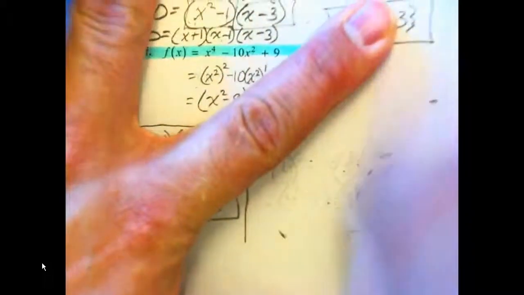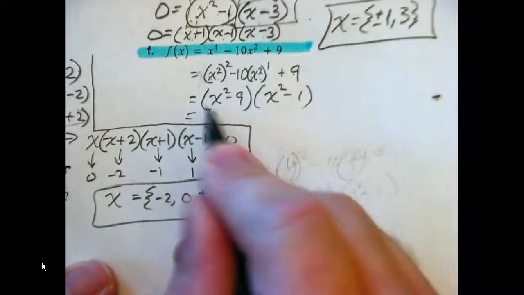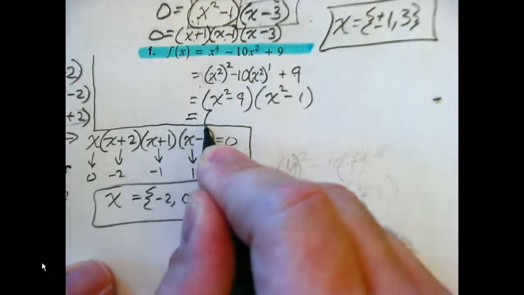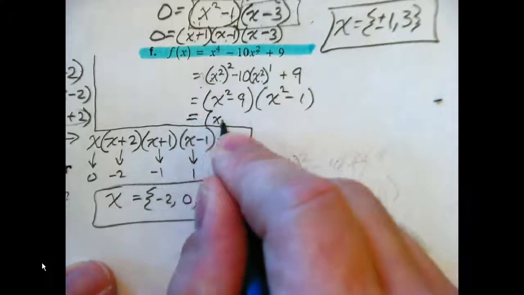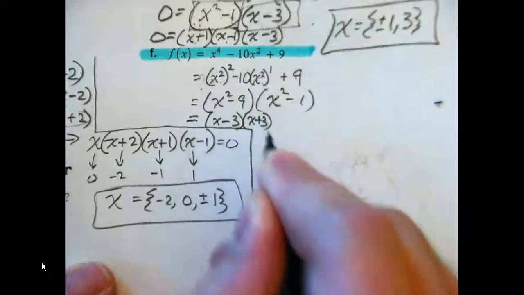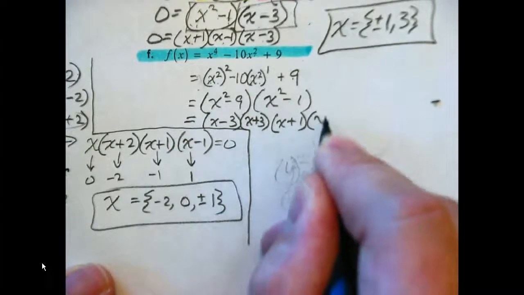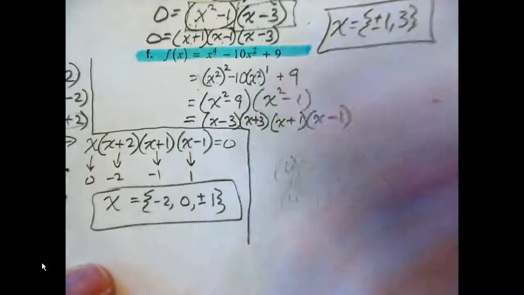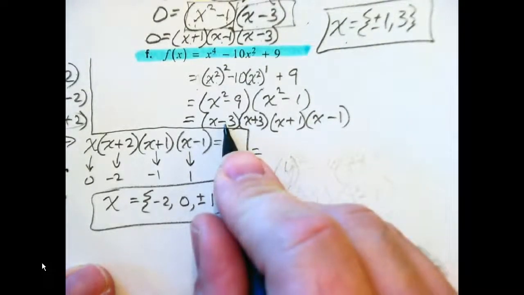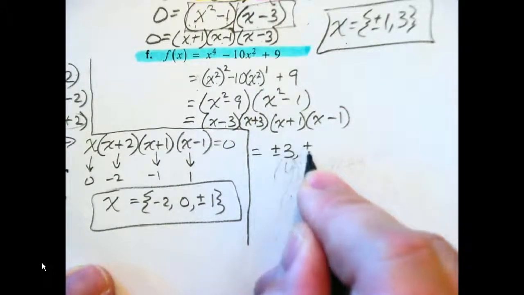Okay? Now, with that being said, let's go ahead and recognize that this is what? Difference of two perfect squares. And this is difference of two perfect squares. And notice we end up with how many zeros here? We have 4. Positive and negative 3, and positive negative 1.